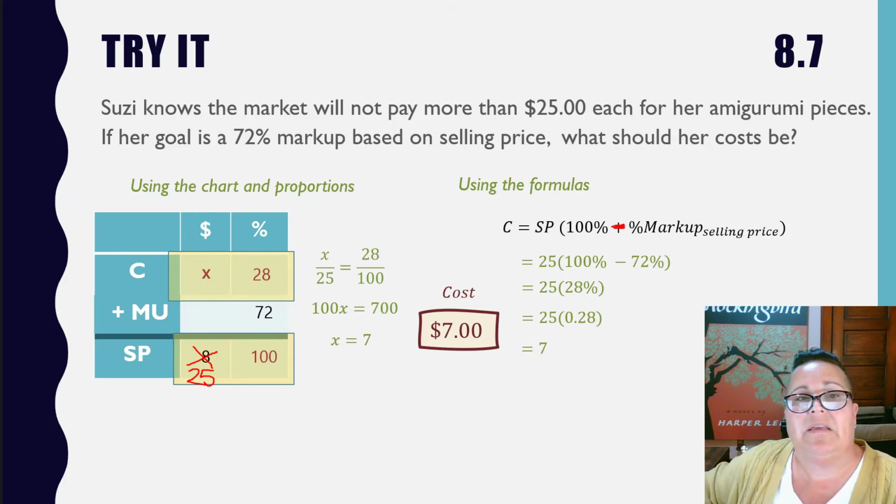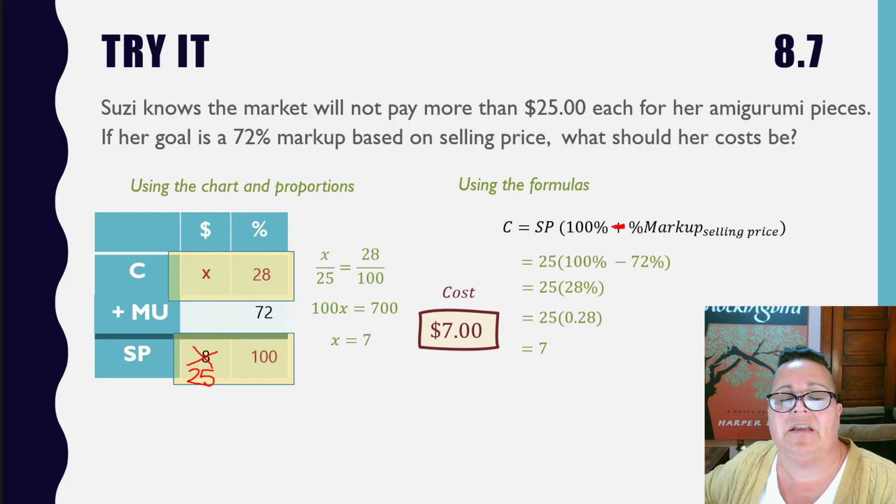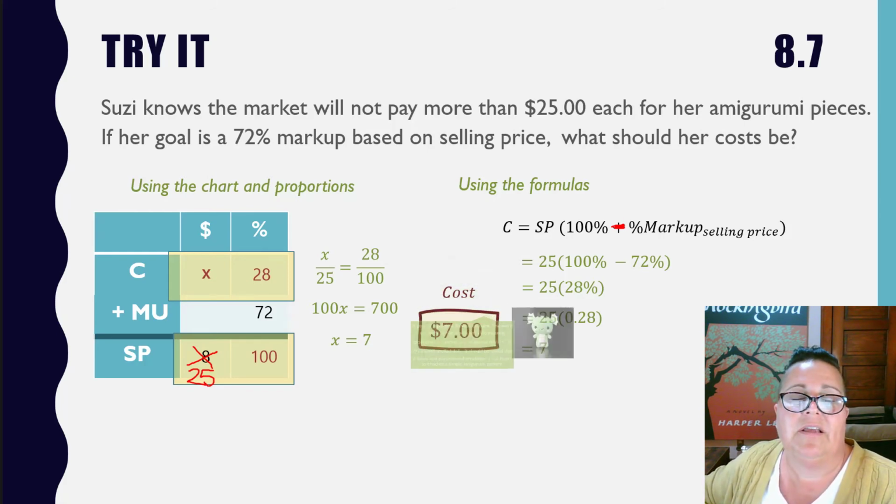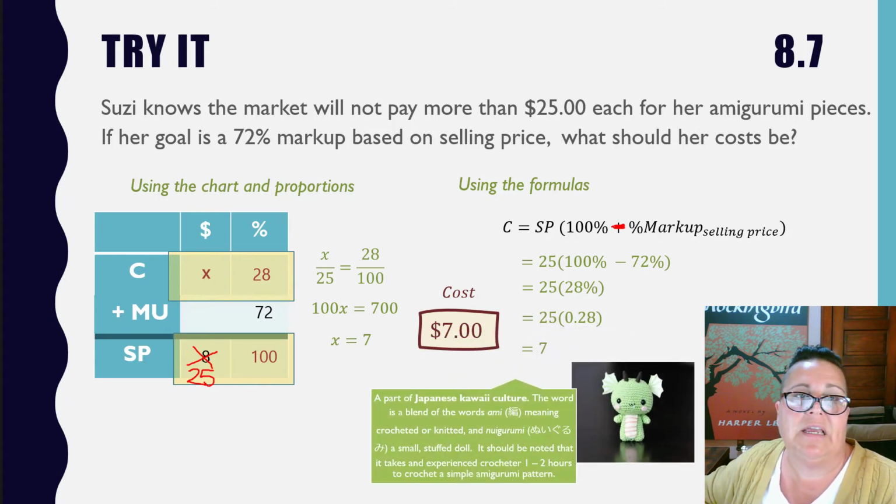Now, just because I find it interesting and because my name is kind of in it, amigurumi, in case you were curious as to what it is, one of my favorite little pastimes. It's a part of Japanese culture. You make adorable little crocheted stuffed animals. It should be noted that it takes approximately 1 to 2 hours to crochet even the simplest of amigurumi pieces, which means if her cost is $7 and she's including her labor, she's getting paid less than $3 an hour. So I hope she's not including her labor in that.